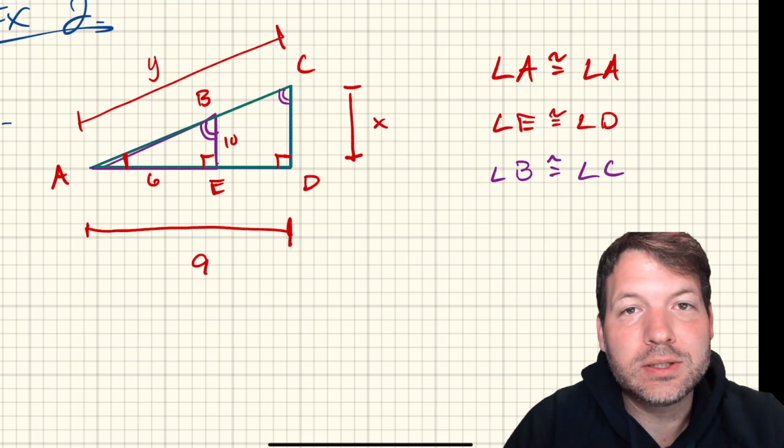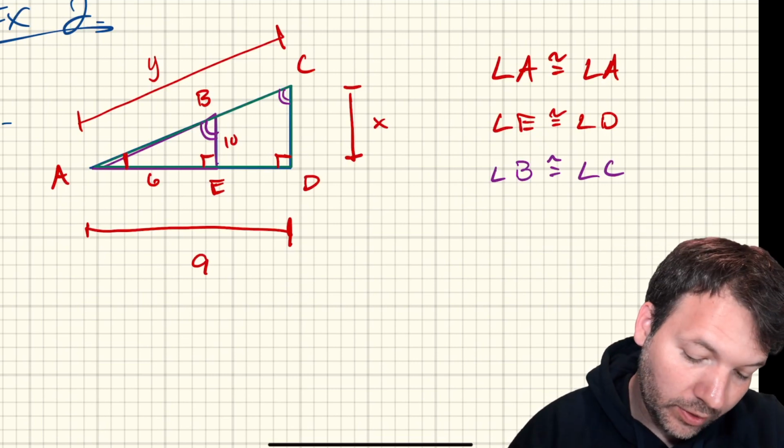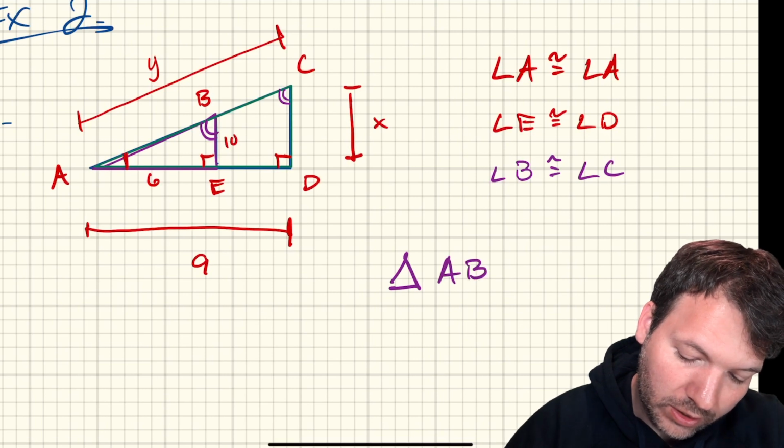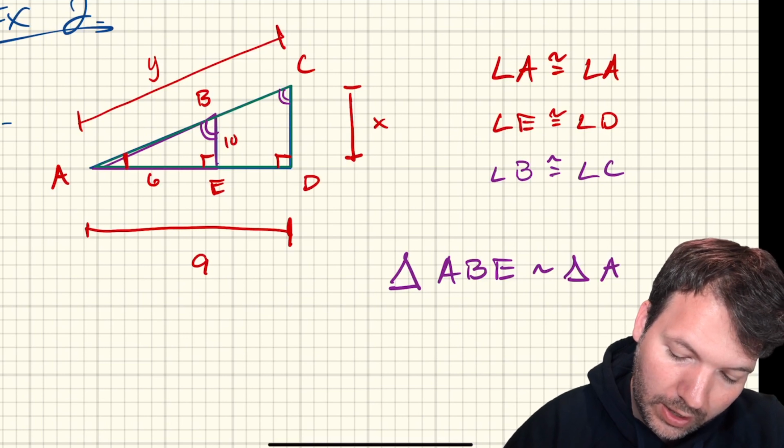So in fact, it's not just that this is kind of a tricky figure with two triangles, but it's also that those two triangles must be similar to each other. Let's go ahead and write our statement of similarity. We can say triangle ABE is similar to triangle ACD.